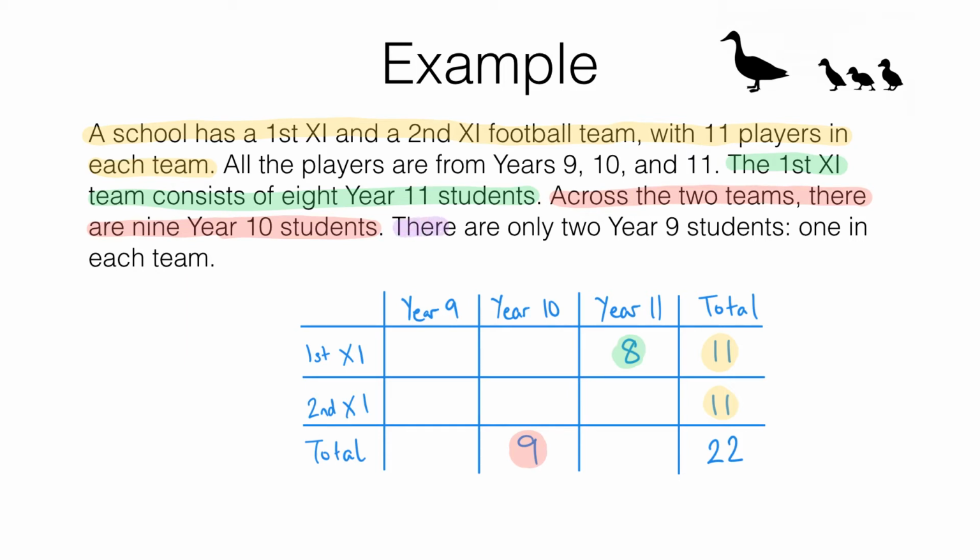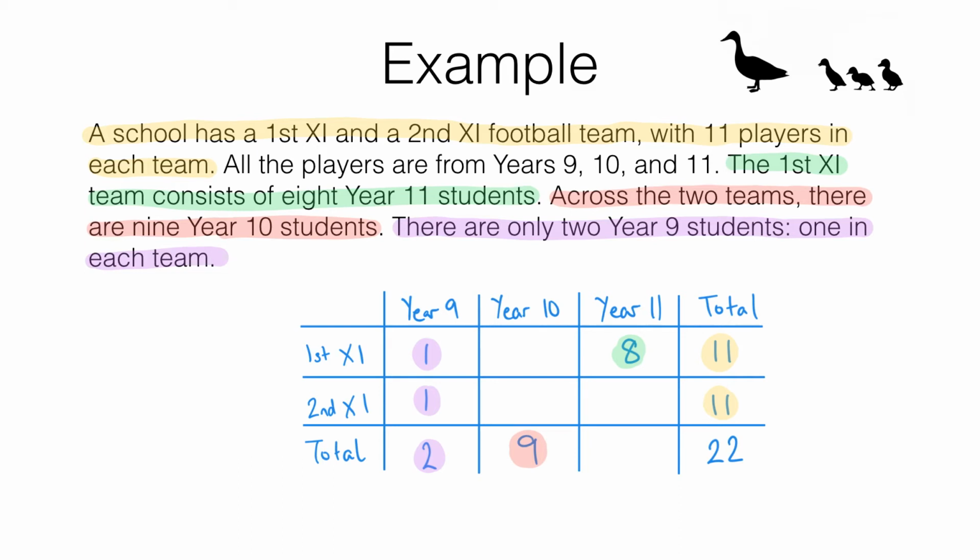Finally, the last sentence tells us there are only 2 year 9 students, one in each team. So if we look at the year 9 column, we know we need 1 student in the first team and 1 student in the second team, and that is a total of 2 students, which it tells us there, but we could work that out anyway by adding the 1 student and the 1 student there. We now have enough information to fill in the rest of the table. Pause the video and have a go at this for yourself.